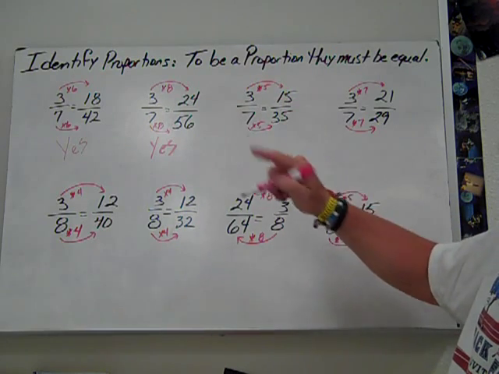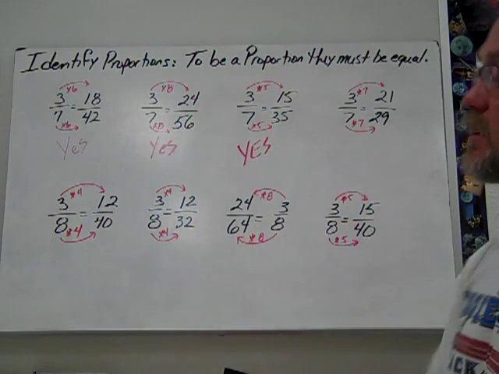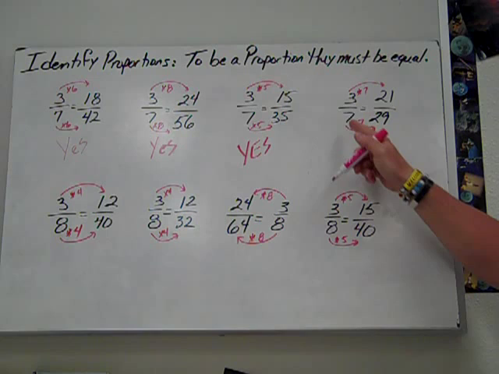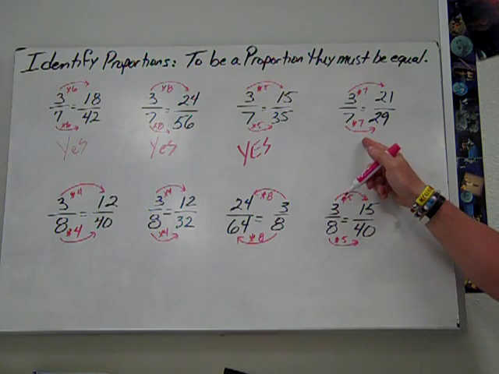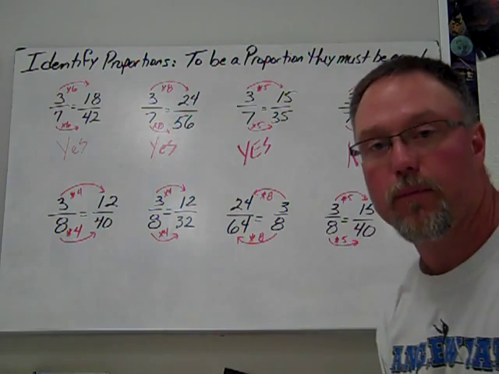3 times 5 gives me 15. 7 times 5 gives me 35. Yes, that is a proportion. They're equal to each other. 7 times 3 gives me 21. 7 times 7 does not give me 29. It should give me 49. So in this case, no, those are not proportional.